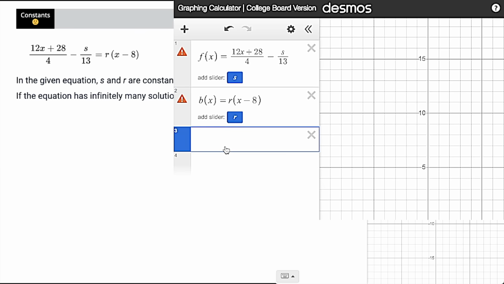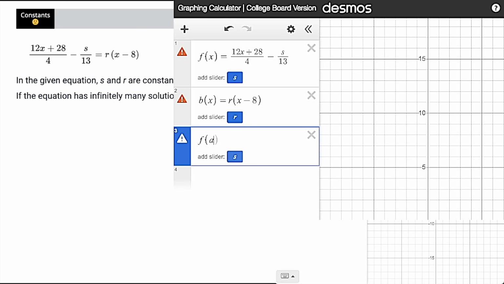What we do need to do is say that these guys are equal to each other. Because remember, it says they're equal to each other. It has infinitely many solutions. So now we're going to say basically f of x equals b of x. And here's where the magic comes in. We're going to choose a constant. Any constant will do. I'm going to just go with a.